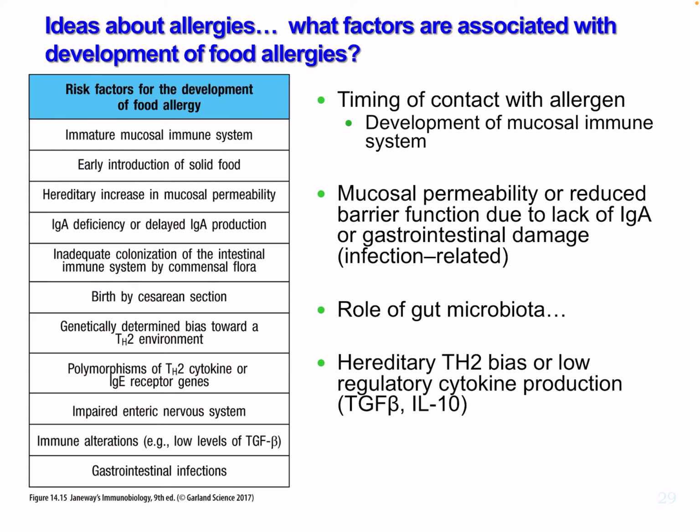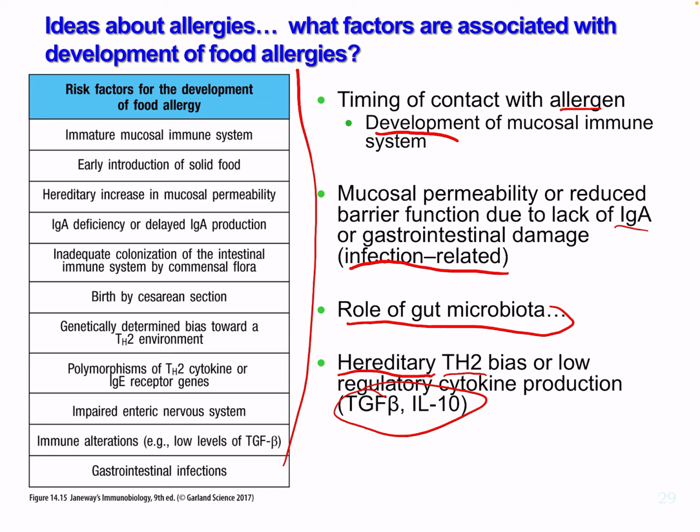So again, there's also important stuff such as the timing of contact with the allergen. So again, we mentioned during our development of the mucosal immune system, mucosal permeability or reduced barrier function due to lack of IgA or gastrointestinal damage, which can be infection related. And then again, we have the role of the gut microbiota as we discussed. It also could be hereditary factors such as Th2 bias or low regulatory cytokine production, which allows for uncontrolled activation. So again, here's a bunch of risk factors.